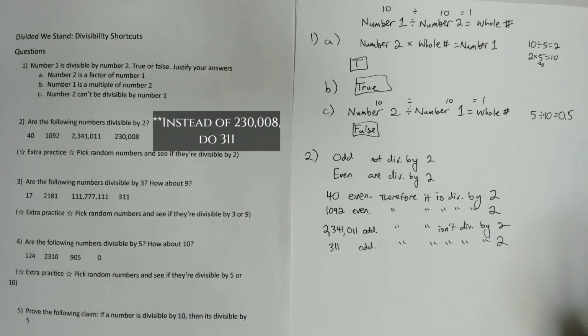Just find a random number generator online, or be a little crazy and make your own numbers, and then just check to see if they're divisible by 2. You can do this all day if you want, and you can get extremely comfortable with this concept. All right, let's move on to part 3.